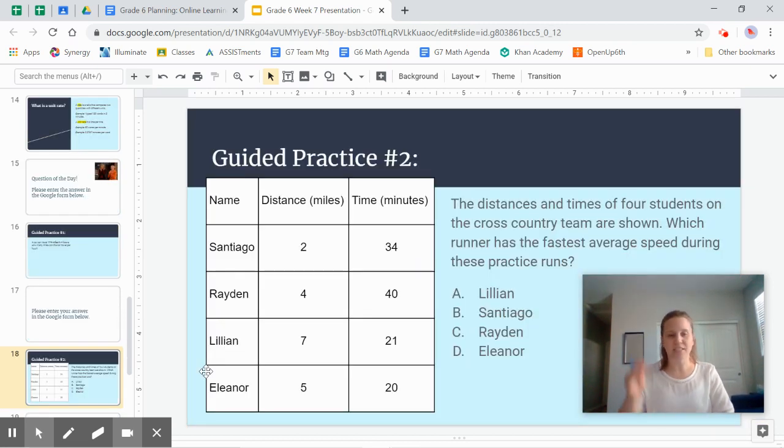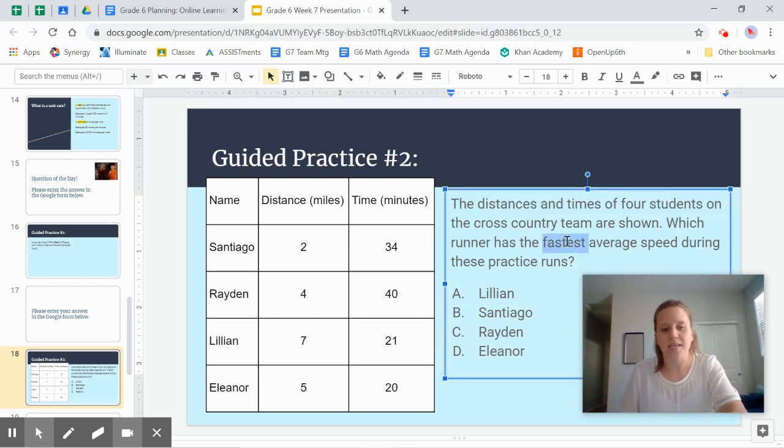All right, we are going to move on to question 2. Question 2 we're going to do together. Let's start by reading it. The distances and times of 4 students on the cross-country team are shown. Do you know what cross-country is? Cross-country is long-distance running. Think run across the country. It's not quite that long, but it's long-distance running, okay? Which runner has the fastest average speed during these practice runs?